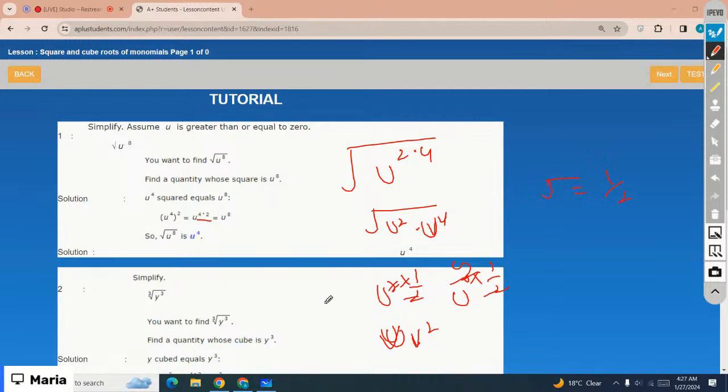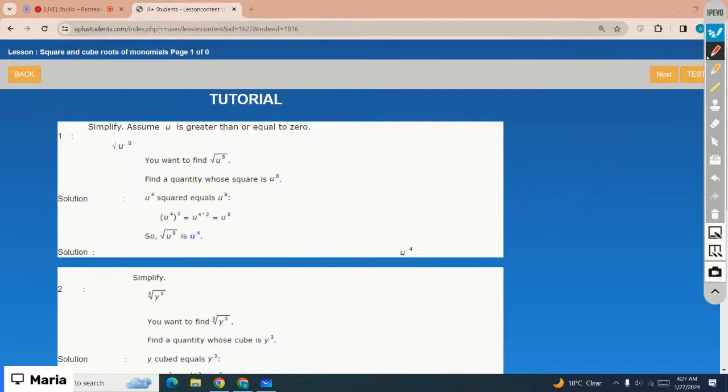No, sorry. I thought it's wrong. Sorry, let me just explain again. Okay, you have u^8. You can write it as u^4 exponent 2. So 4 is the perfect square of u, so that would be the square root of u^8 equals u^4. Got it? The correct option is u^4.